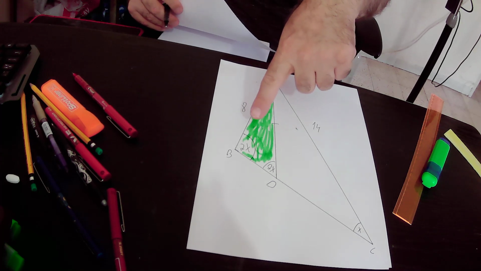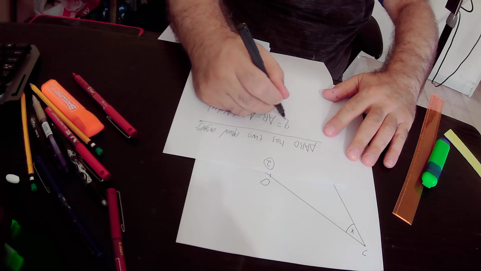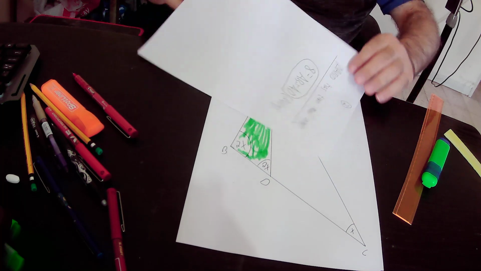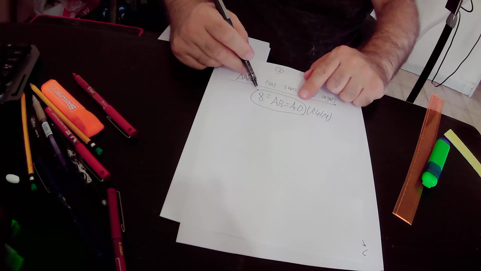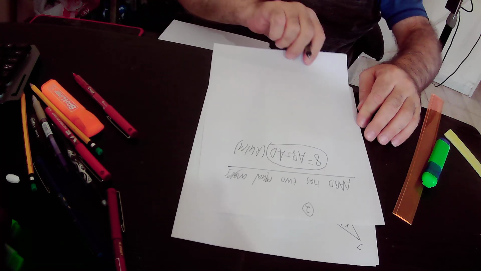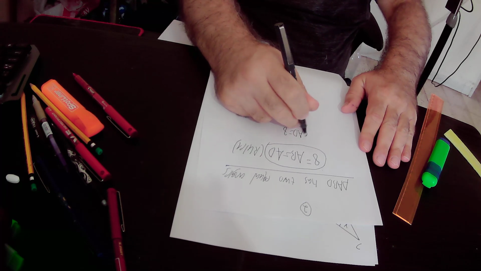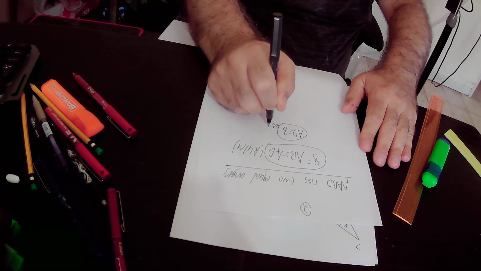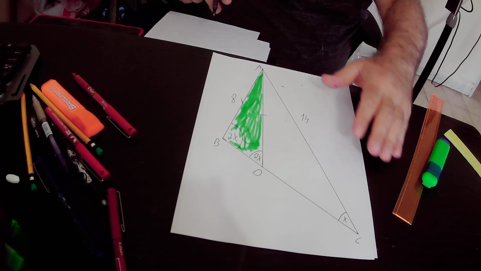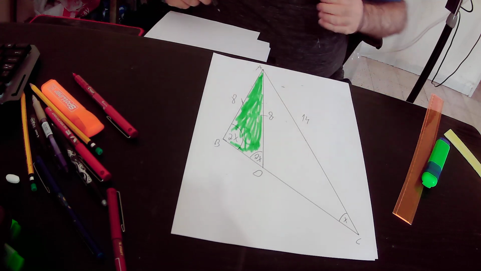But we know that AB equals 8 units. It is given in the question that AB equals 8 units. So from this equality, we can deduce that AD also equals 8 units.